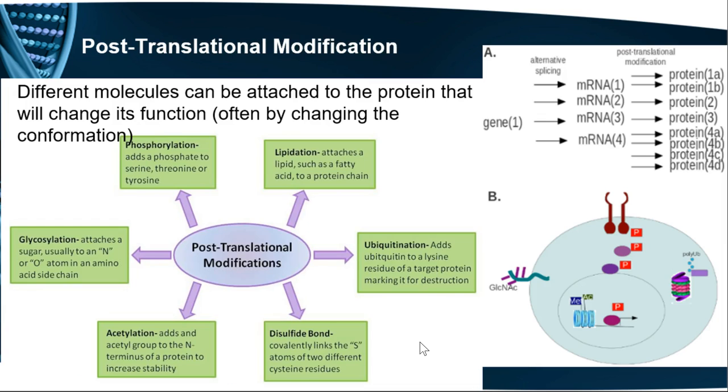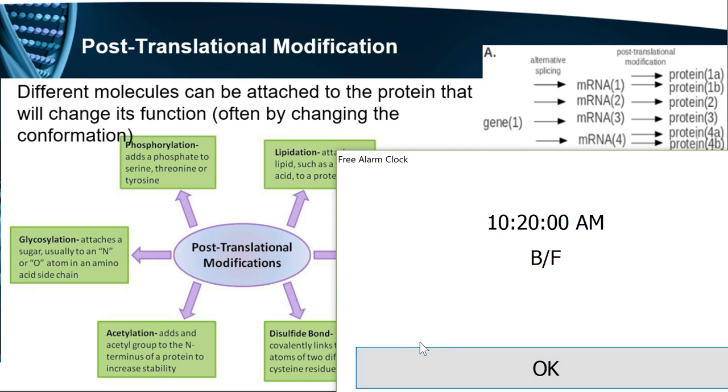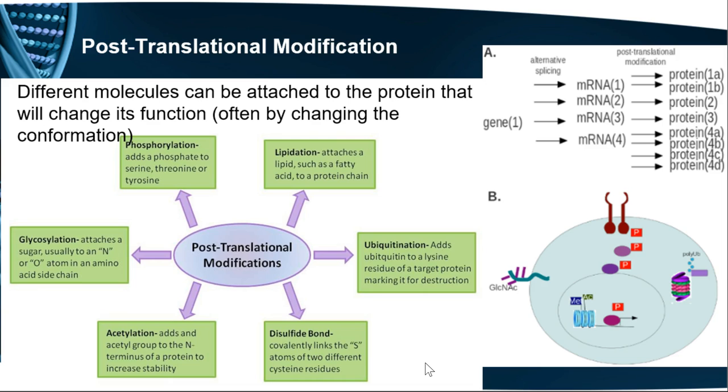Now, the last thing that happens is what we call a post-translational modification. Different molecules can be attached to the protein that actually changes its function. Okay, and we change its function by changing the conformation. And conformation is just the form, the way it's folded, what's in it, the way it reacts, that sort of thing. Okay, now here are 6 of the most common modifications. There are actually more modifications than this, but these are the 6. You don't have to know each of these. Pick one and know that one.